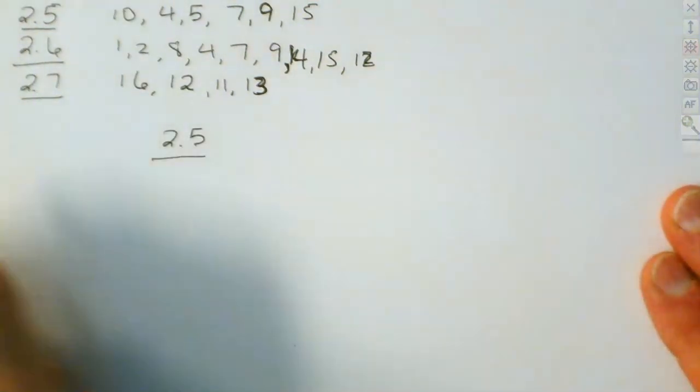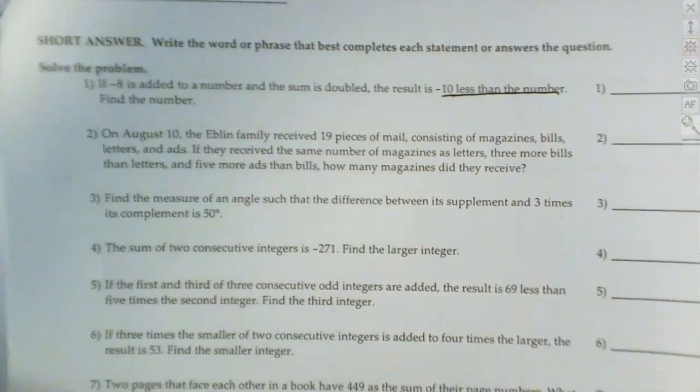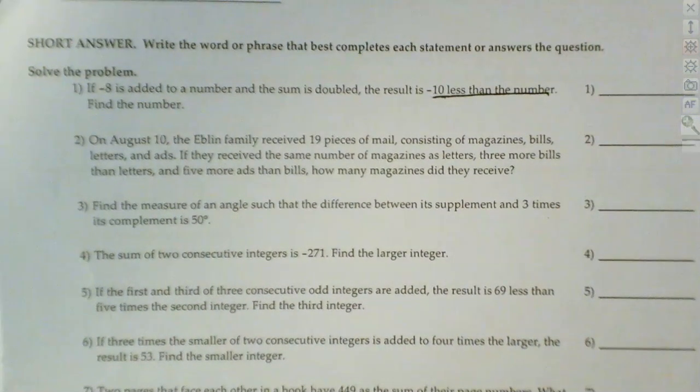And we're going to begin with question 4. Okay. Now, whenever we come up to one of these, what do we do? We read it through once. I always like to read it through before I do anything. So I'm going to read it through, and then I'm going to pick it apart and see what I've got. Question 4 says the sum of 2 consecutive integers is minus 276. We want to find the larger integer.